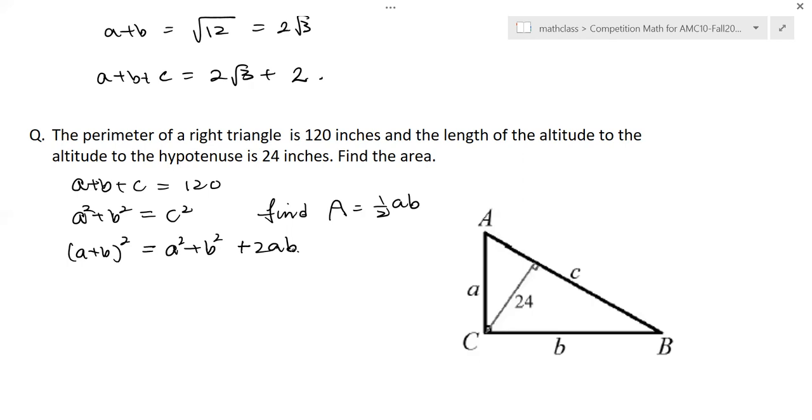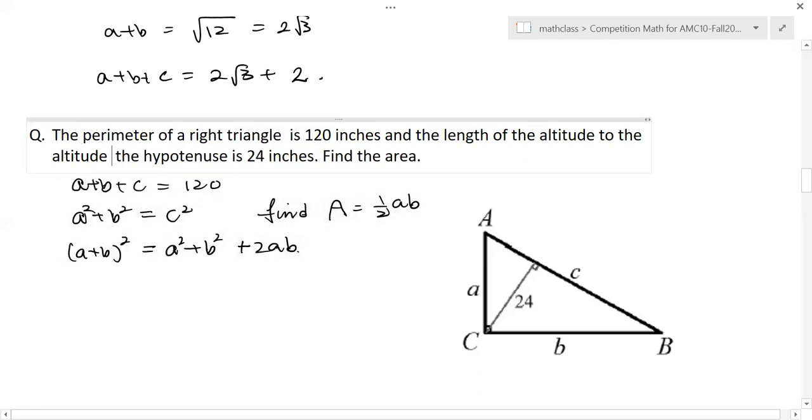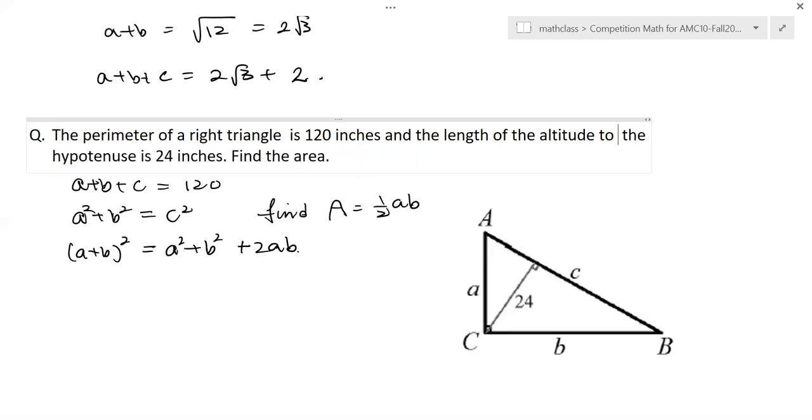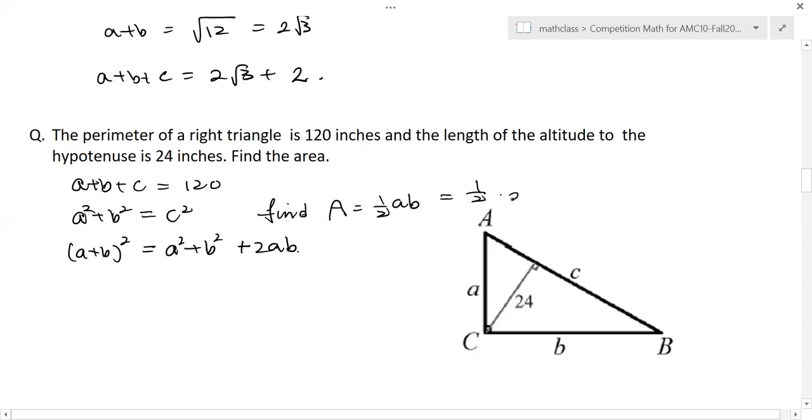Right? Maybe we can find it. Then you say, well, why we can find the... we haven't used the condition called the altitude to the hypotenuse, right? Okay. So you can use the area is going to be also half of 24 times C. Do you agree? Yeah. So as long as you find the value of C, then you get the area.